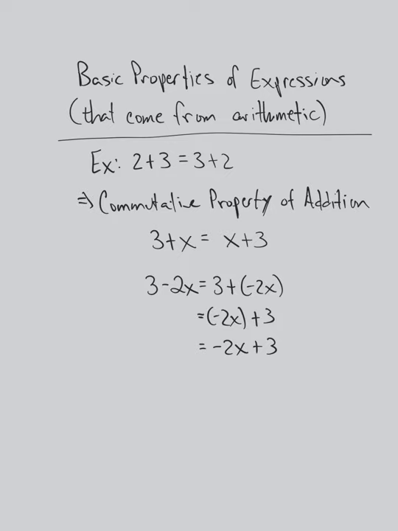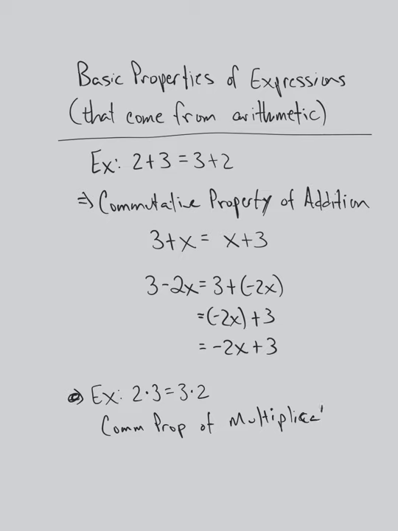Now ask yourself, is there another operation where it doesn't matter what order you do things in? And the answer there is yes. If I'm going to do 2 times 3, I would get the same answer as if I did 3 times 2. So multiplication also has that property, okay? And so we get into the idea of the commutative property of multiplication, okay?